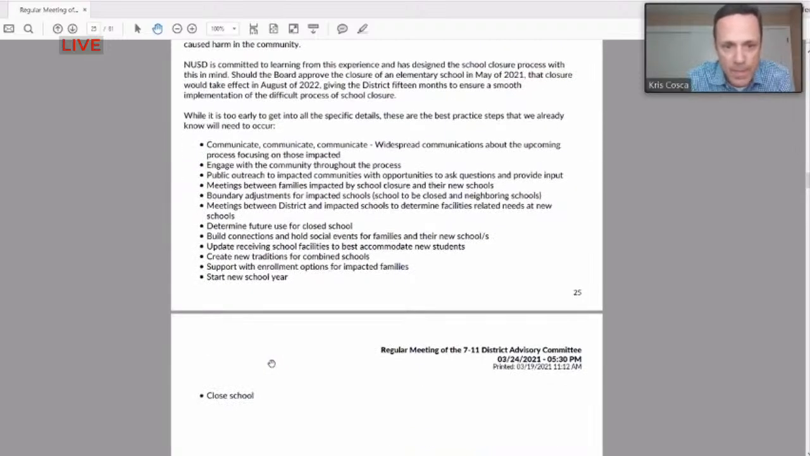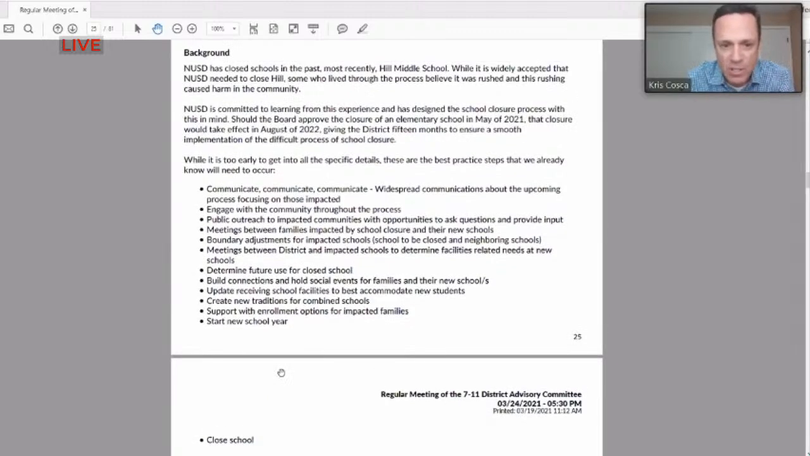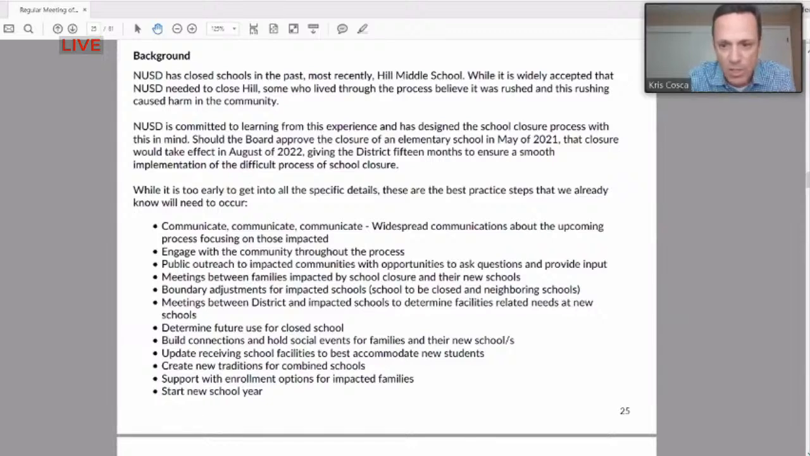Then we need to start looking at the facilities to make sure how we are going to use the facility once we go through the school closure process. We need to make that final decision about how we're going to use it. We need to make sure that the schools, particularly the receiving schools, the schools that are going to be receiving more students, are doing outreach to those families and building bridges and connections, building that level of comfort for when their kids have to make that move to the new school.